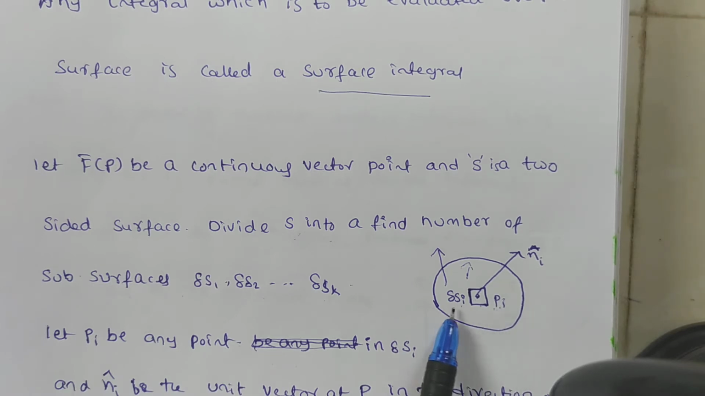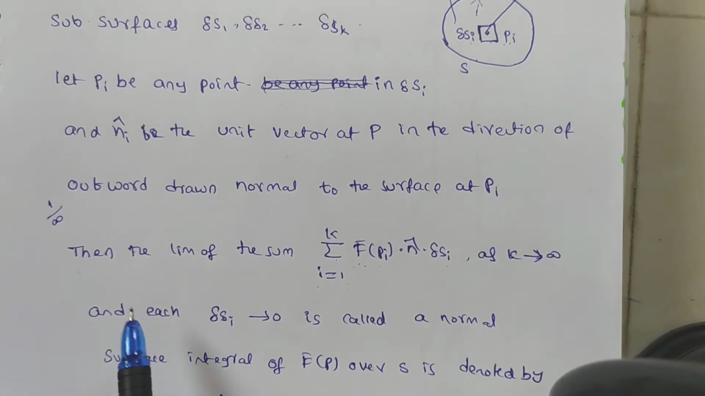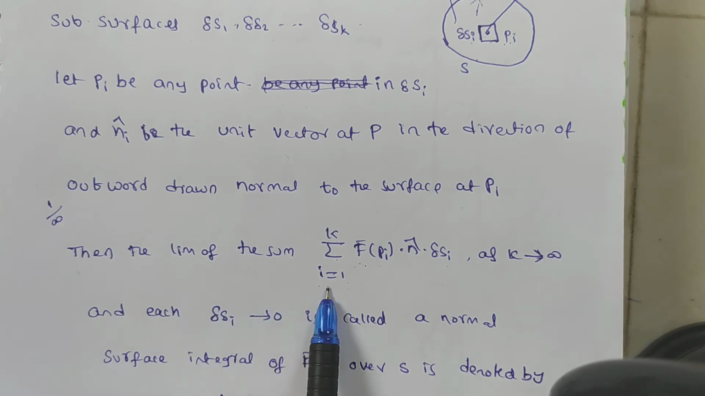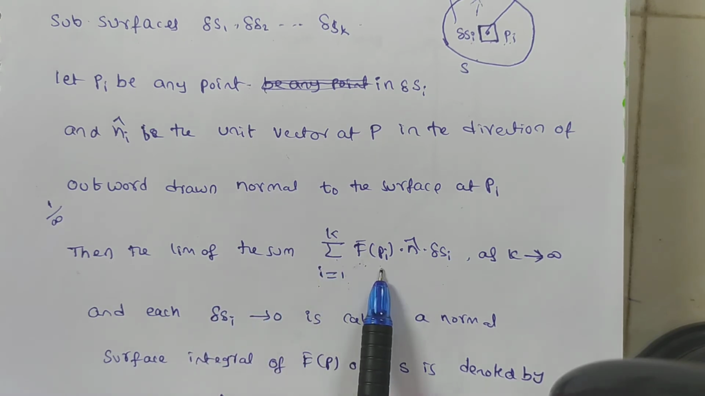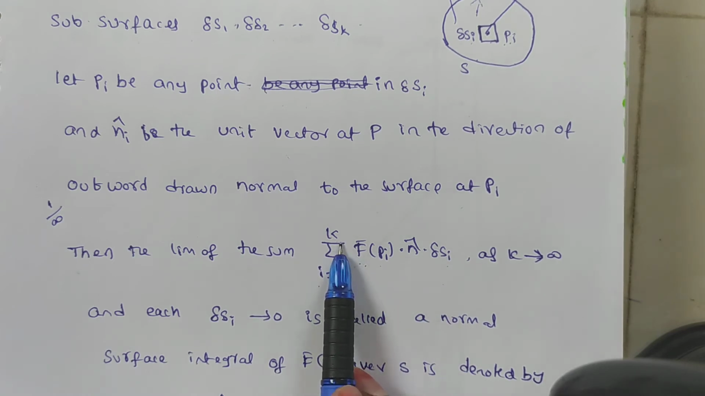But does this small delta S cover the total surface? No. So we have to divide this entire surface into parts, maybe finite or infinite. Suppose i goes from 1 to n, and we add all of these. Then we take the limit of the summation, i equal to 1 to k, of F bar at Pi dot n bar delta Si. Here 1 to k is nothing but k parts, if we divided the surface finitely.